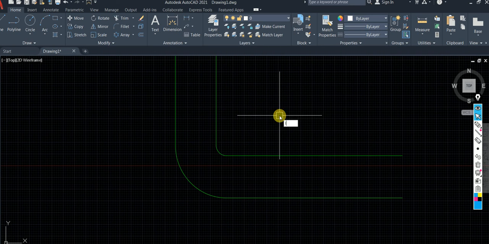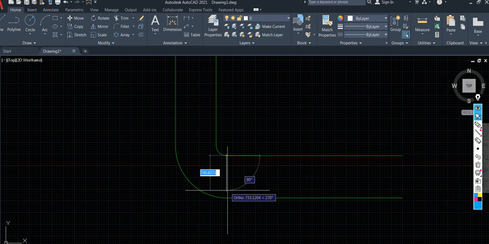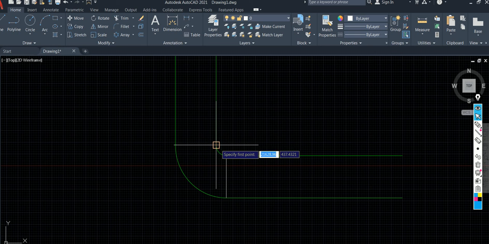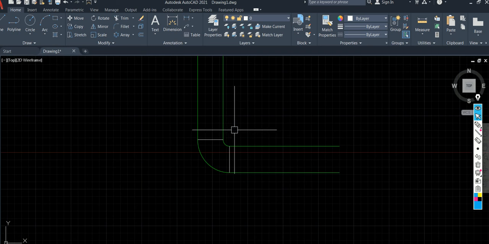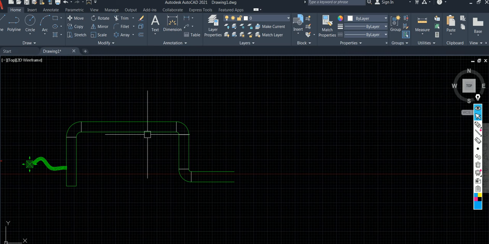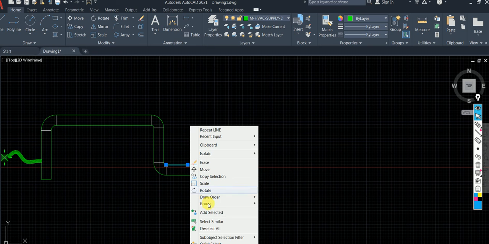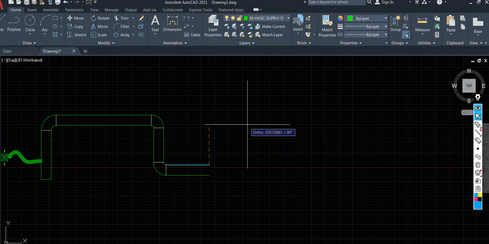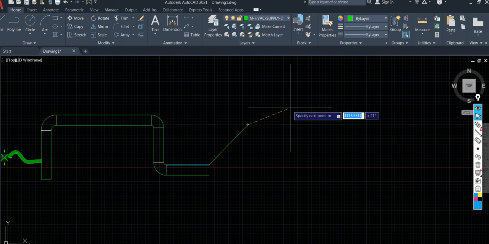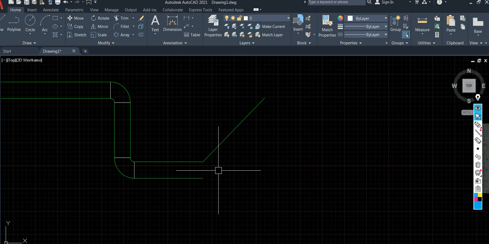Okay, then line, just to look at it, isn't it? Don't do this, but okay, anyway. Now let's say we want to make 45 degree elbow. Okay, just right click, add selected, remove your F8 and just tab 45, isn't it? Okay, is this clear? Okay, same story.